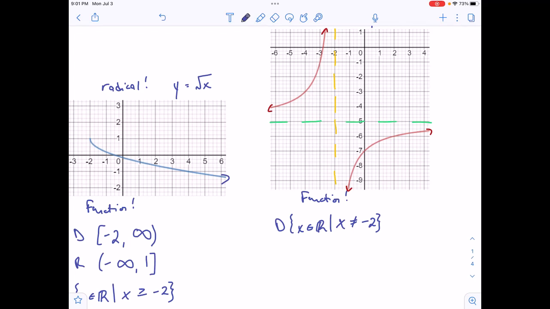Let's do that with our range. Similar style. Y is an element of all real numbers such that the only thing that y is not going to touch is -5, because it's going to go all the way up to positive infinity over here, all the way down to negative infinity. And the only thing we get really, really, really close to is that asymptote.